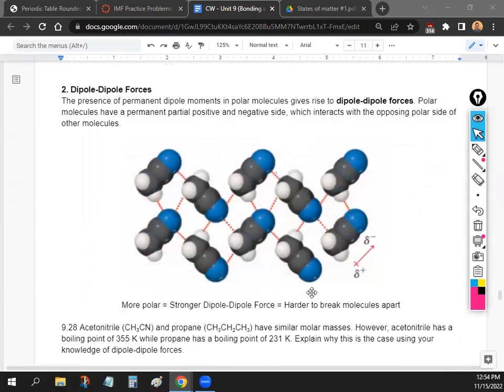The next type of intermolecular force is called dipole-dipole. Okay, kind of a funny name. Dipole-dipole. It's like they're trying to say dipole-dipole.